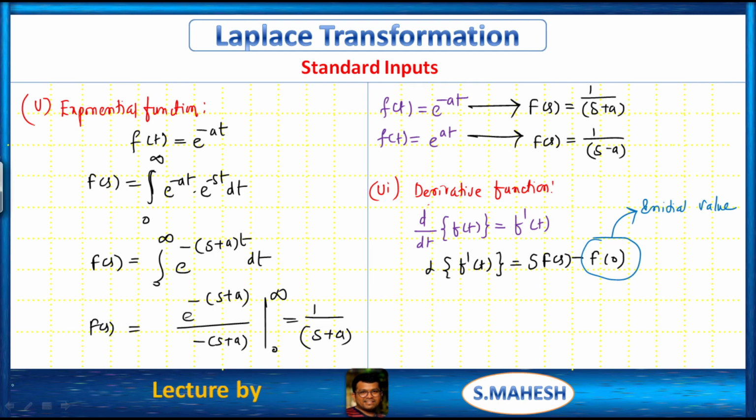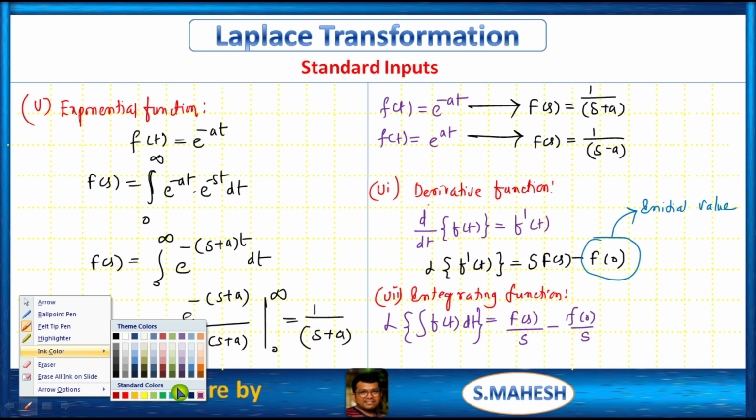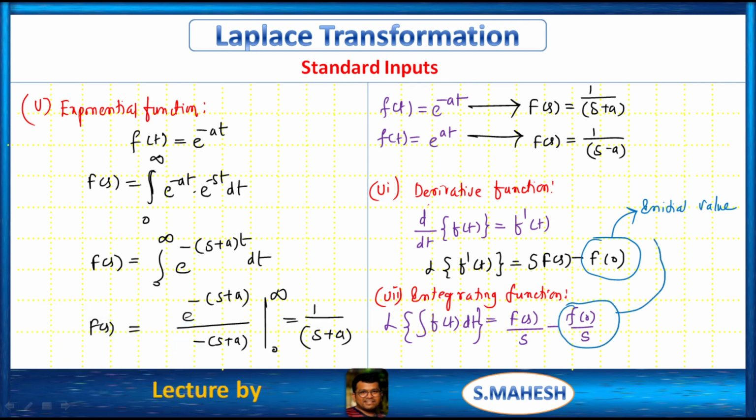Right? Next, sorry, 7th one, that is the integrating function. What is the integrating function? Integration of f of t dt, right, which is equals to what? The Laplace transformation of the integration of this function should be equals to what? F of s by s. 1 by s means integrating function, minus f of 0 by s. Here also this f of 0 by s represents the initial value.